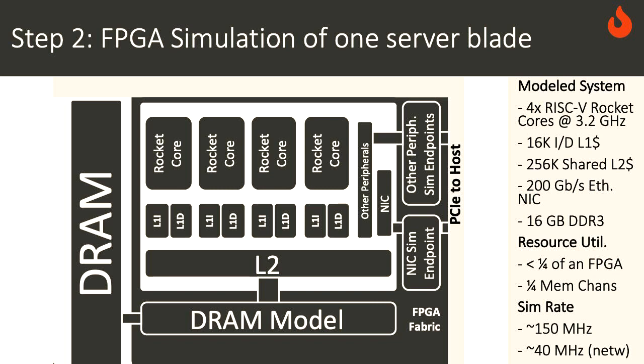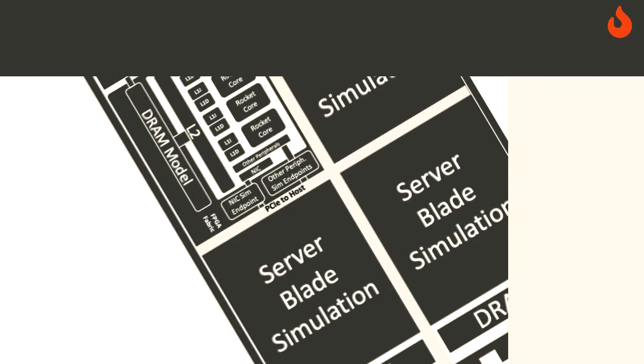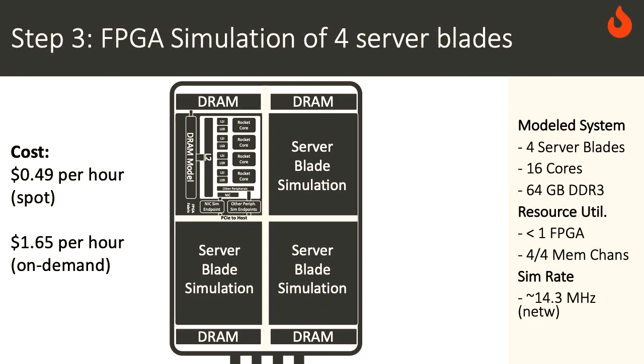And I'll talk about the distinction between that a little bit later on. But of course, we want to model a data center, so we'll just start scaling out now. First, we'll just fill up this FPGA. So I told you it takes about a quarter of the FPGA to model one of those systems, so we're going to drop down 3 more copies. So now we have this 4-node simulation.